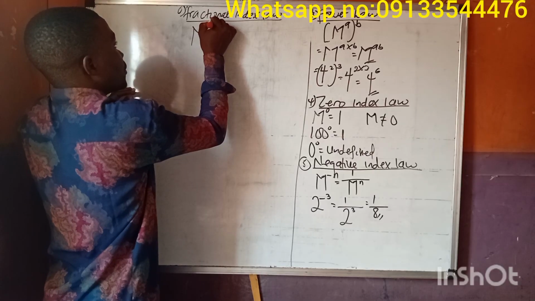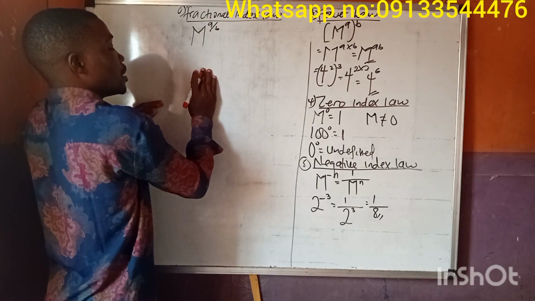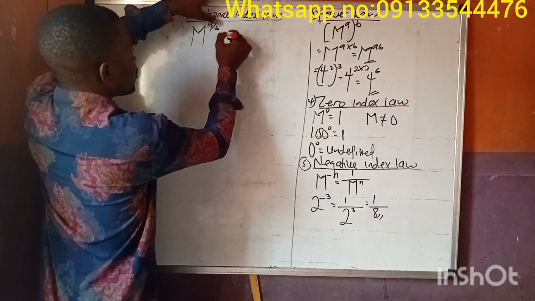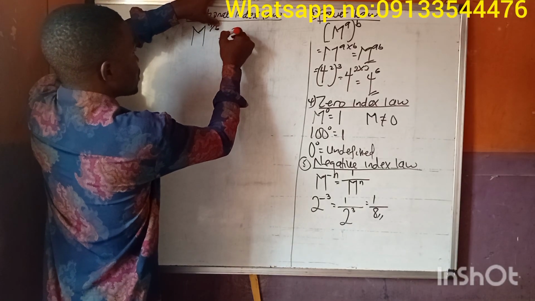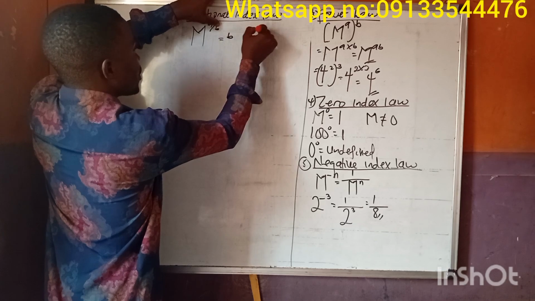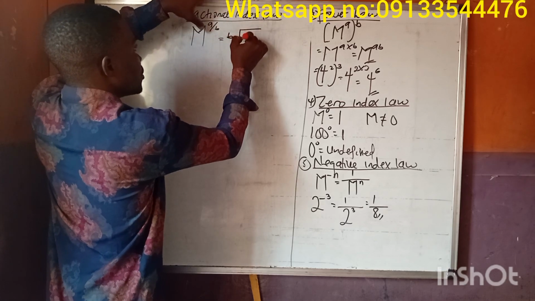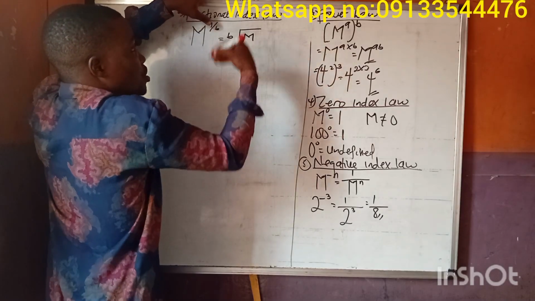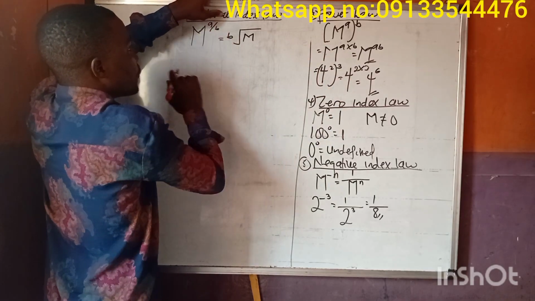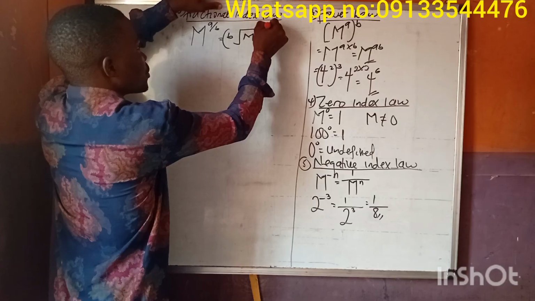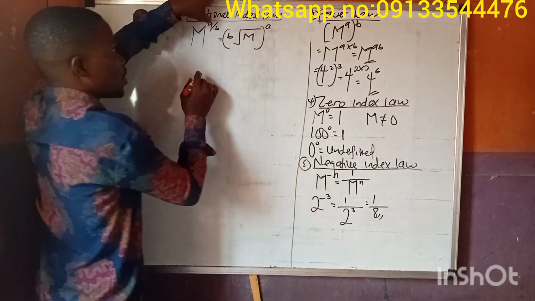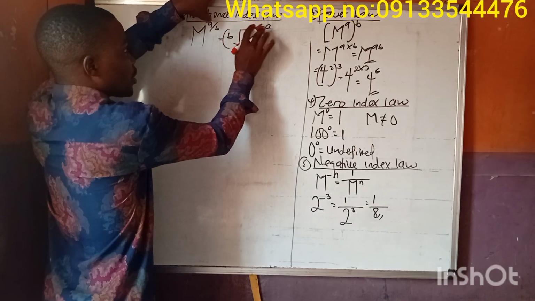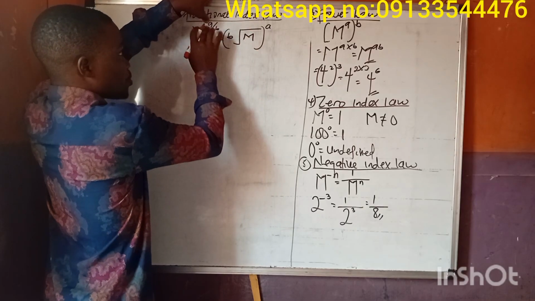Now, if a base has a fraction as its power, let's say you have a and b like this. The law says that the denominator will come here as the root, maybe square root, maybe cube root, it depends on this value. Everything is raised to power a, which is the numerator. The denominator comes here, everything in brackets, then raised to the power of the numerator.